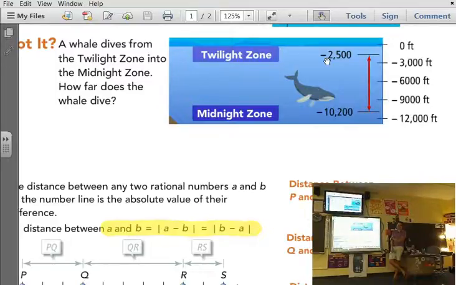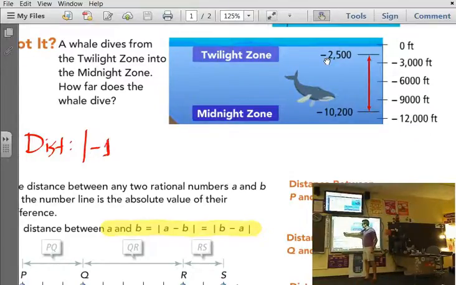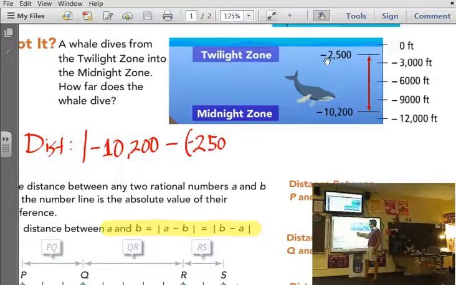Now, when we're working with both negative numbers, our distance doesn't really matter which one you start with. So I'm just going to say negative 10,200 minus the negative 2,500. Minus a negative.